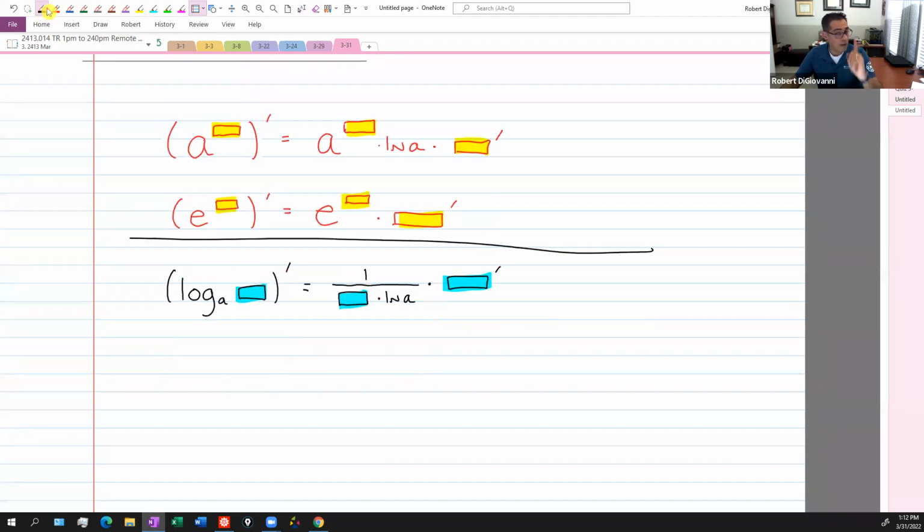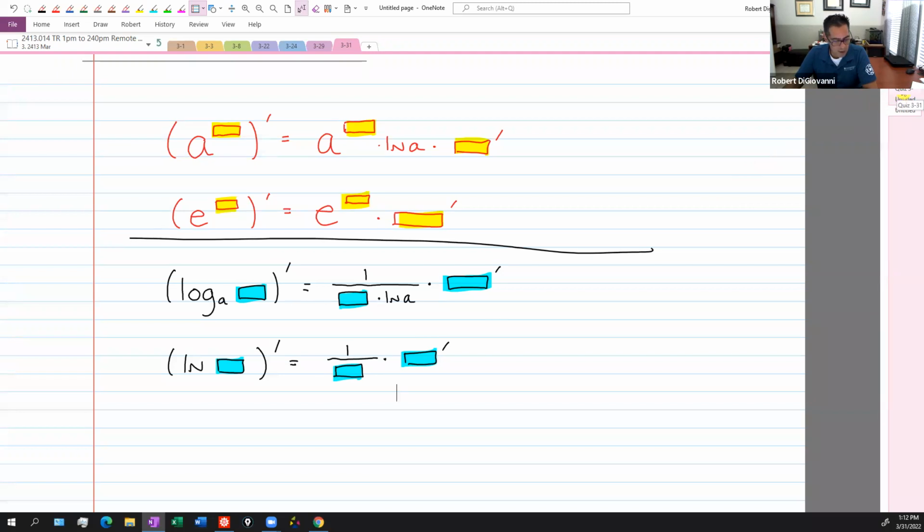And then if we have the natural log, instead of log base a, just the natural log of a box, then when we take the derivative of that, that's just 1 over whatever the box was times the derivative of what was in the box. That was kind of like the main takeaway in terms of derivatives from last class.